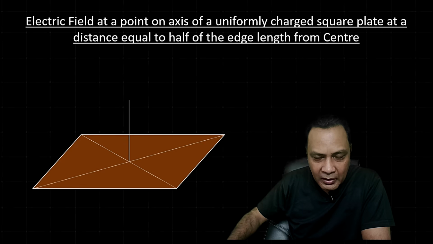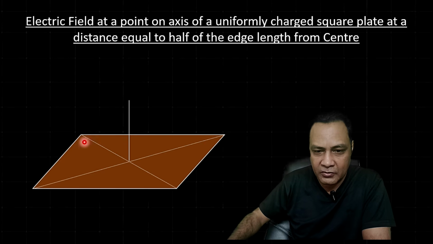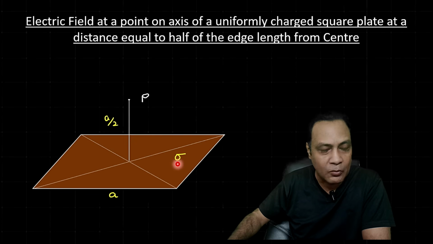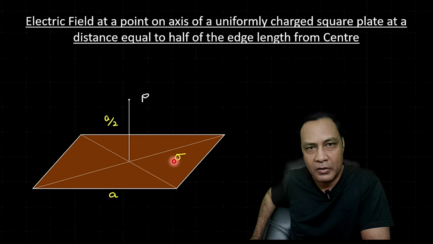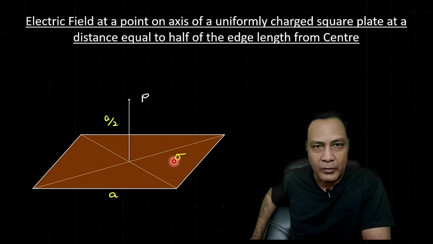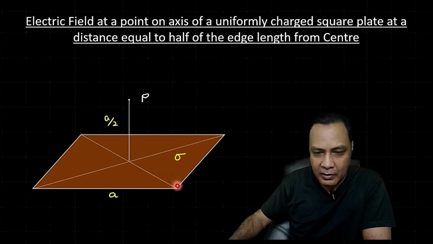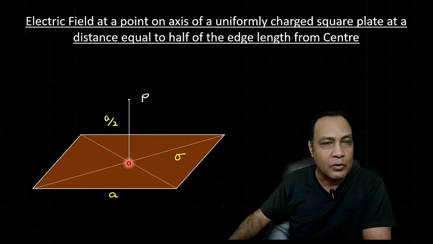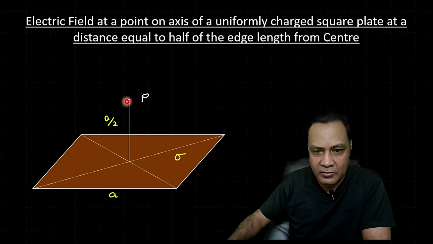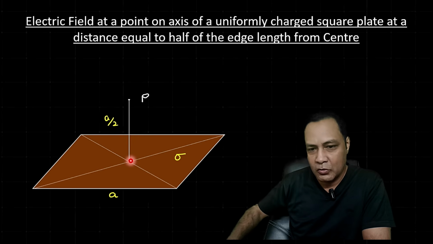So suppose I have this cube, this is a square plate, and it has some thickness also. This square plate I have just shown with uniform charge density rho, and obviously it will have some thickness, so there will be a volume charge density also. This side is A, and this is the center, and this is a line perpendicular to the plane and passing through the center, and this distance is equal to A by 2 from the center. A is the side.